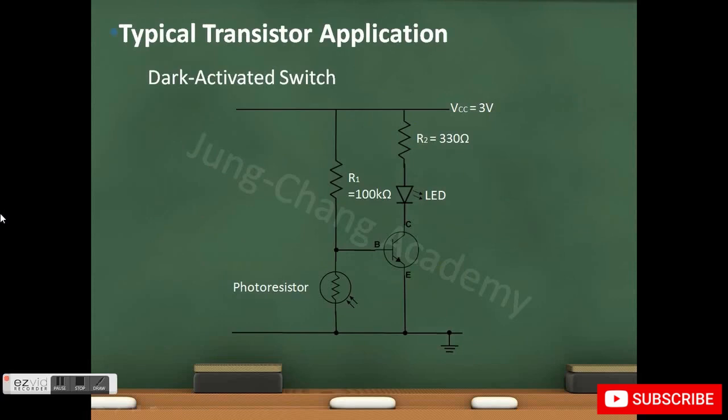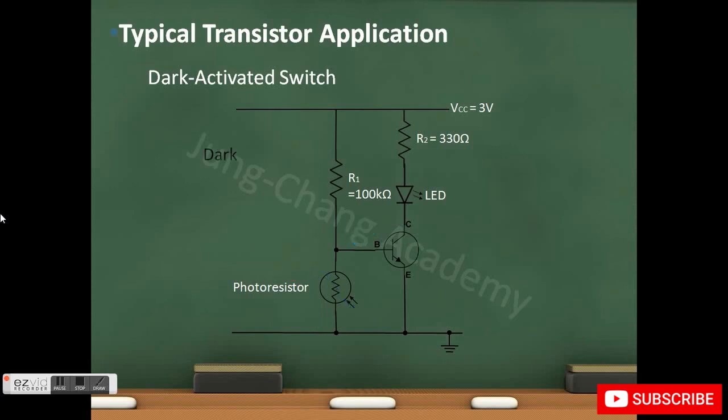Here's an example of using an NPN transistor as a dark activated switch. When the photoresistor is exposed to light, its resistance drops, causing most of the current to go from the supply through resistor R1 to the photoresistor. Only a very small fraction of current is flowing to the base of the transistor, which is not enough to turn on the transistor. Therefore, no current will flow through the collector-emitter junctions, and the LED will not light on.